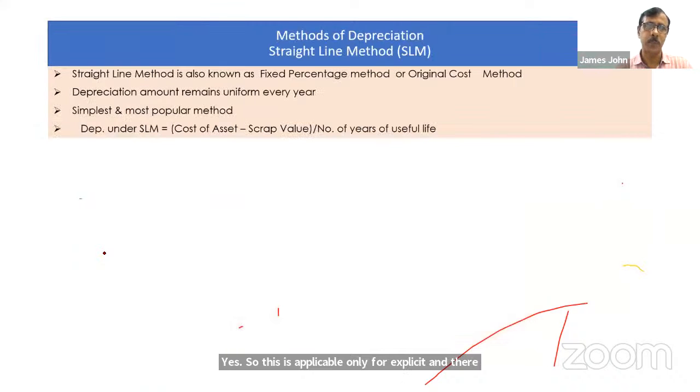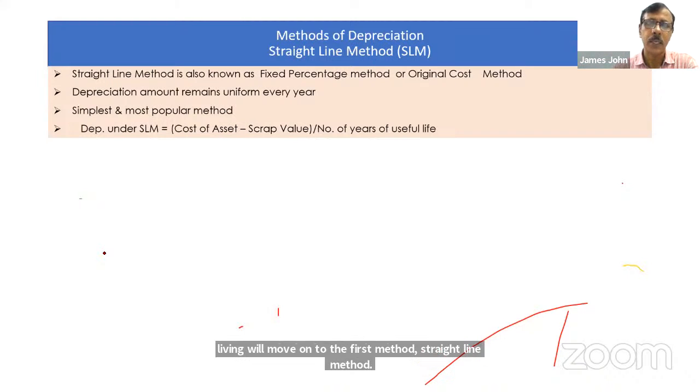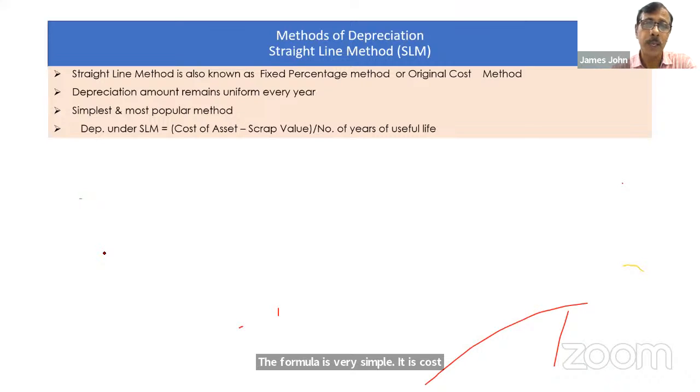These are all the objectives, I'm just leaving them. We'll move on to the first method, straight line method. Under straight line method, the formula is very simple. It is cost of asset minus scrap value divided by useful number of years. Straight line method is also known as fixed rate method, original cost method or fixed percentage method.